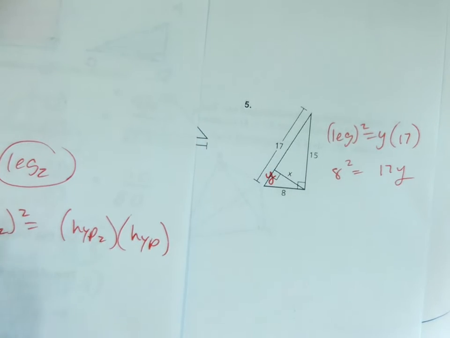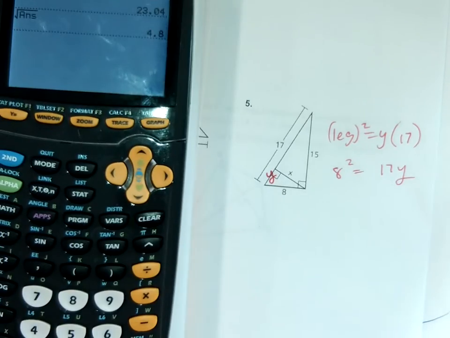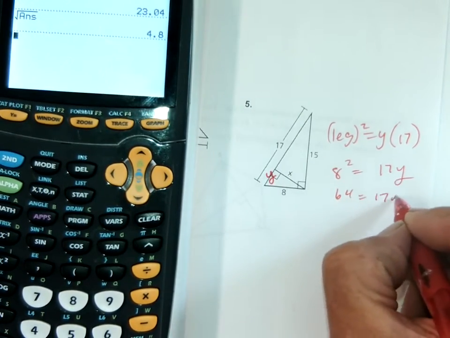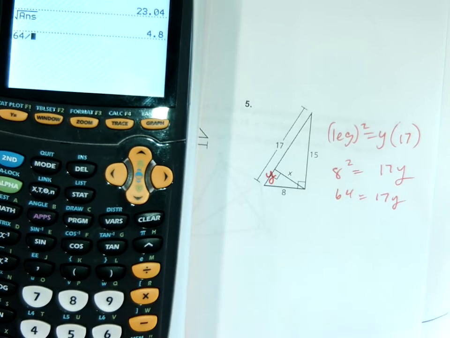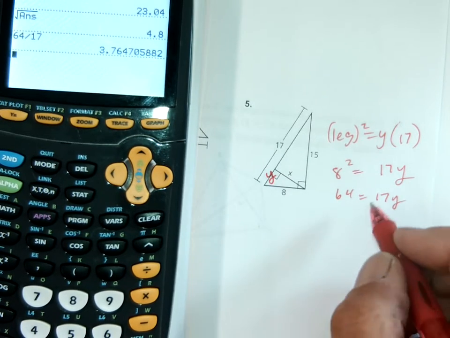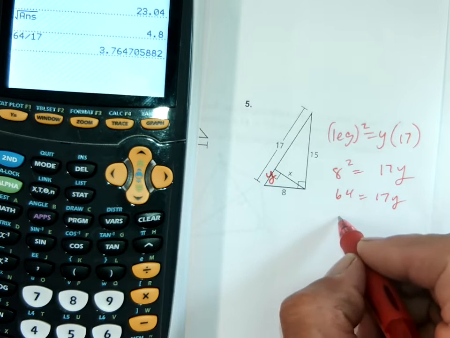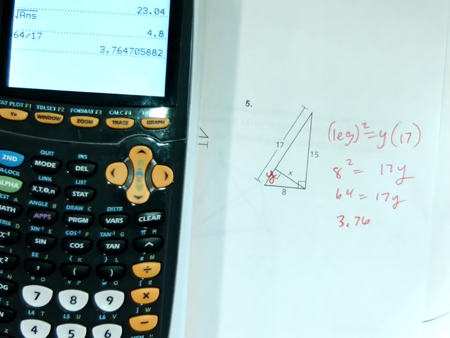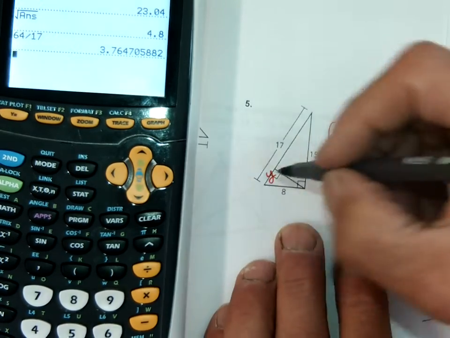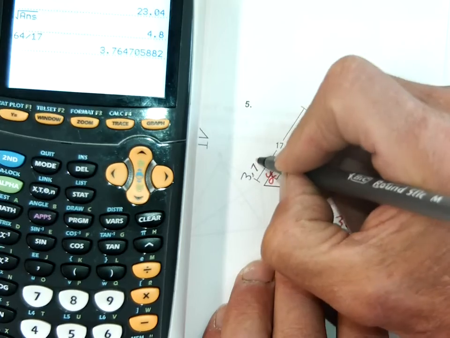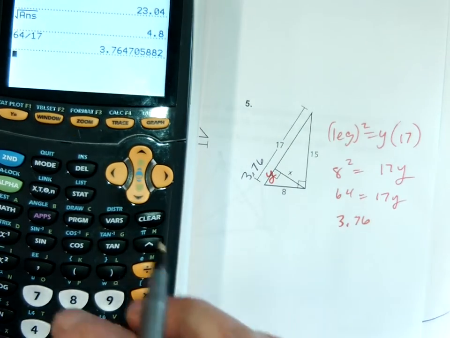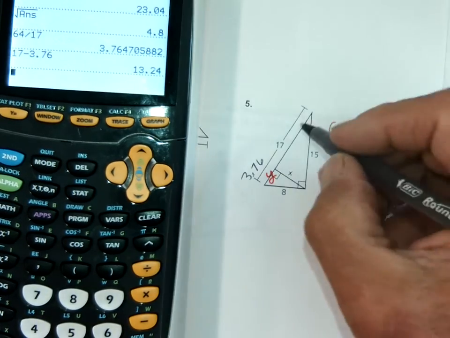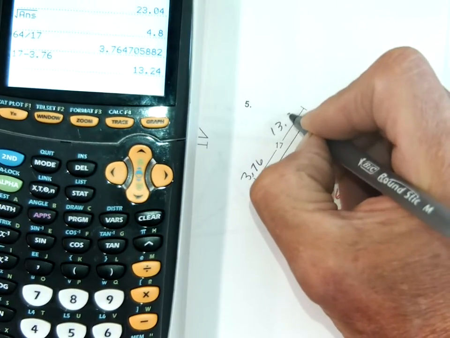All right, now I'm going to need to use my calculator. That's going to be 64 equals 17y. 64 divided by 17, I get an answer of, oh gosh, not a very nice answer, 3.76. So if that's the case, then this piece is 3.76, which makes the other one 17 minus that, about 13.24, okay?